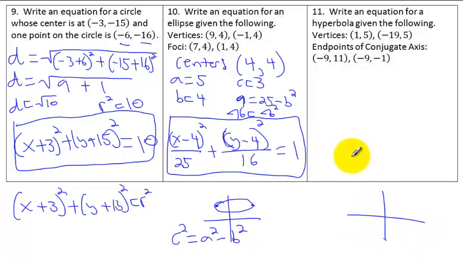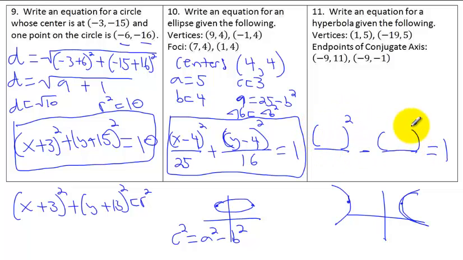Number 11, let's draw another quick little picture. Vertices are 1, 5, and there's a vertex at -19, 5, way over here somewhere. The vertices tell us that it's opening left and right, and that's a big deal because, remember, in hyperbolas it's subtraction. It's going to equal 1, and the a squared always goes first in hyperbolas, so we have to figure out the a and the b and square them, put them on the bottom. But since we're moving left and right, the x value is going to come first and the y value comes second.